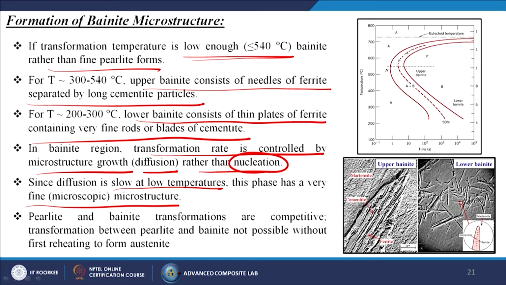Pearlite and bainite transformations are competitive. Transformation between pearlite and bainite is not possible without first reheating to form the austenite. So, this is known as the upper bainite structure, where we can see the martensite, cementite and the ferrite, and this is the lower bainite, where we can see the martensite looks like this, cementite is in these shapes and ferrite is in this confinement.